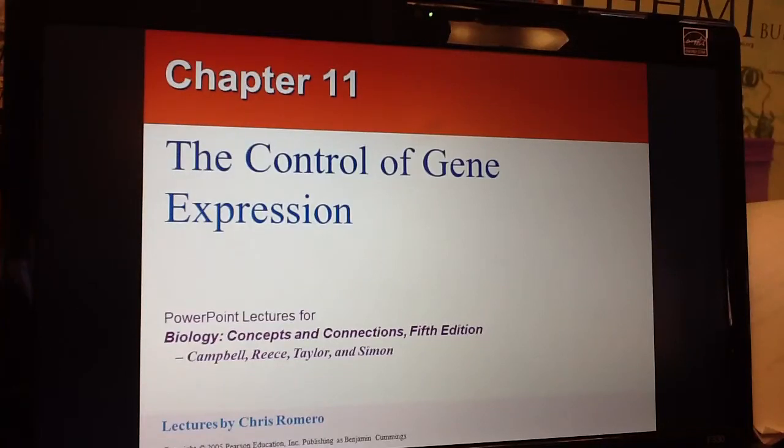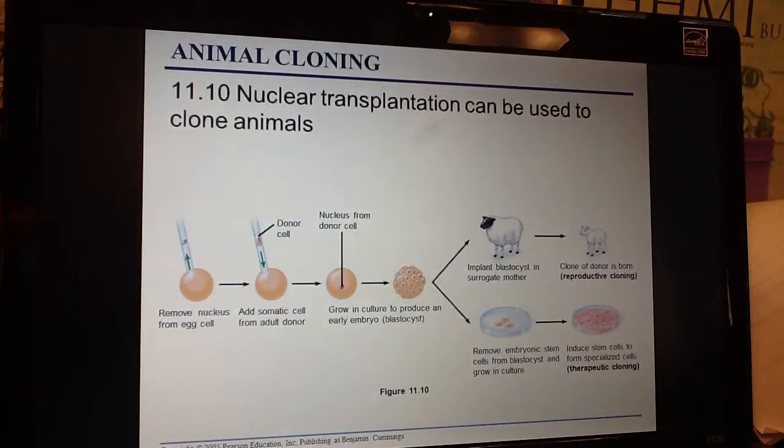Here we are, AP Biology, Chapter 11, the control of gene expression. We're going to be focused mainly on the role that cloning plays in how genes are expressed, or how we create a new organism using cloning. So animal cloning is simply done by doing a nuclear transplantation.